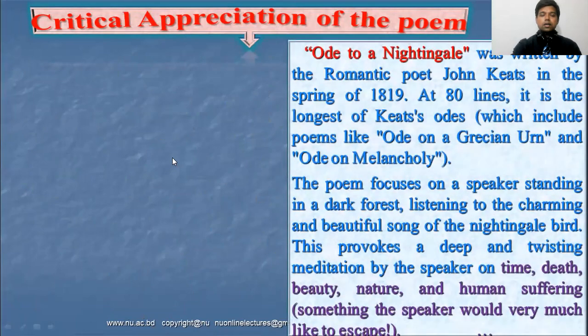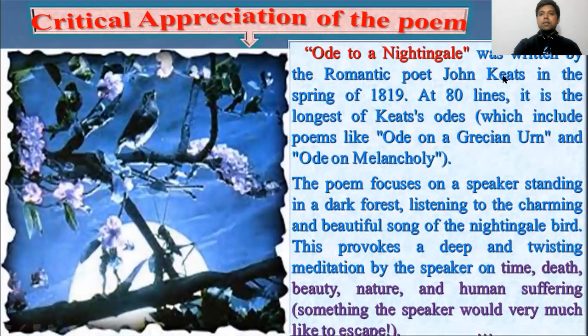Now I will show you a critical appreciation of the poem in short. So the poem was published in 1819, and it consists of 80 lines. It is the longest of Keats' odes, which include poems like Ode on a Grecian Urn and Ode on Melancholy. His famous poem Ode on a Grecian Urn will be discussed in the next class. So hopefully you will be with me.